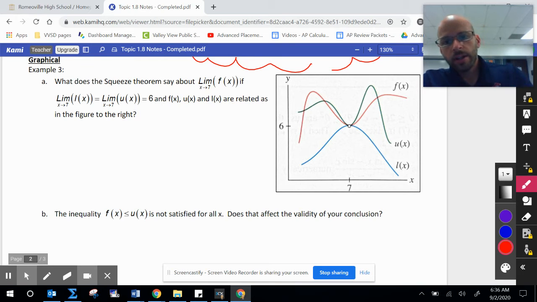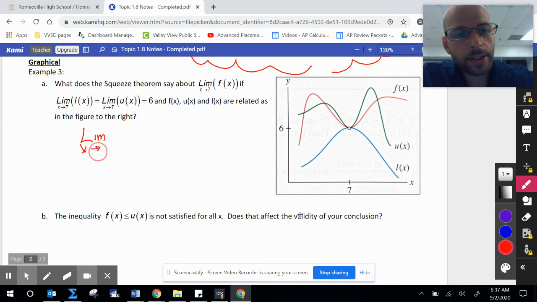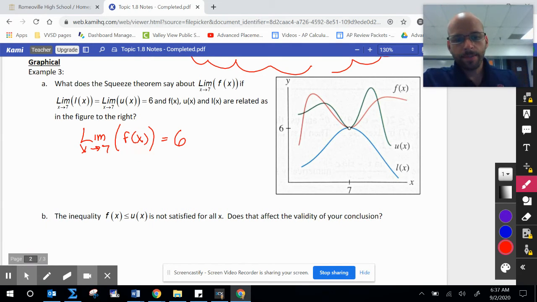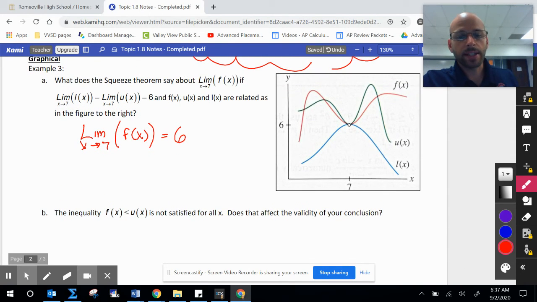Now, if you look, okay, and I'm going to kind of focus your attention, the green one is u, the blue one is L, and if you look, the red is sandwiched in between them. So because you know that f of x is going to be between L of x and U of x, you can conclude that the limit as x approaches 7 of f of x is also going to be 6. Okay, that is an okay conclusion. Now, for part B, though, it says the inequality f of x is less than U of x is not always true. It's not satisfied for all x.